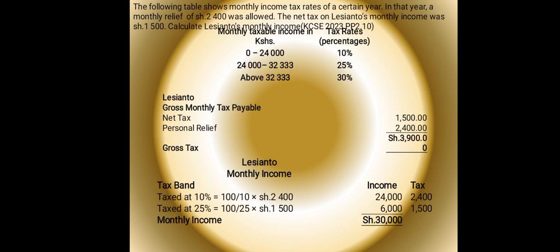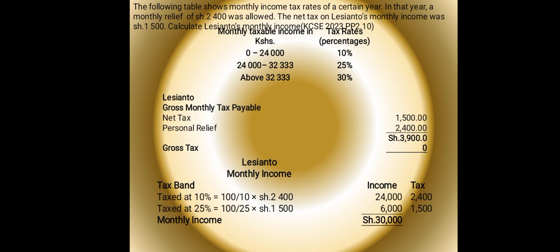The following table shows monthly income tax rates of a certain year. In that year, a monthly relief of 2,400 shillings was allowed. The net tax on Lysiando's monthly income was 1,500 shillings. Calculate Lysiando's monthly income.